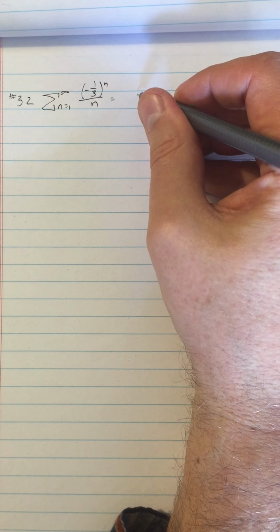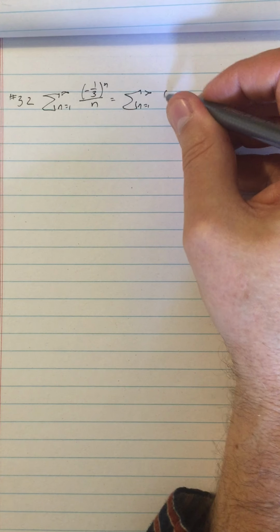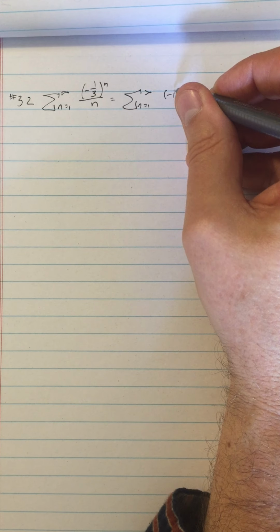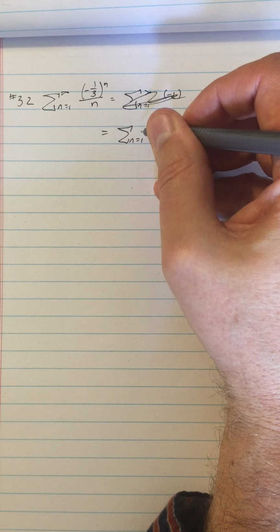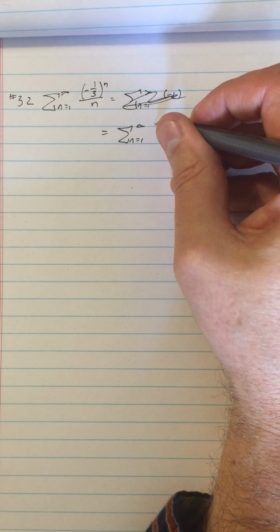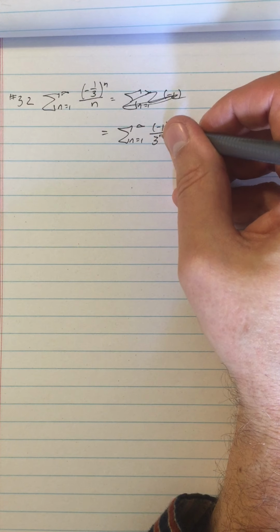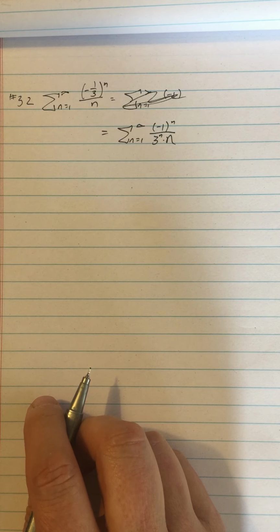That's a pretty weird way to write that, because it's easy to rewrite this as the sum from n equals 1 to infinity of (-1)^n over, and then the denominator, just have 3^n times n. That's all you have there. That's just rewriting it in a little bit more convenient form.